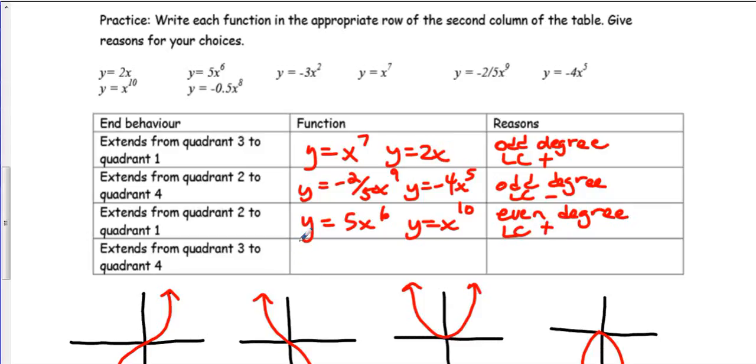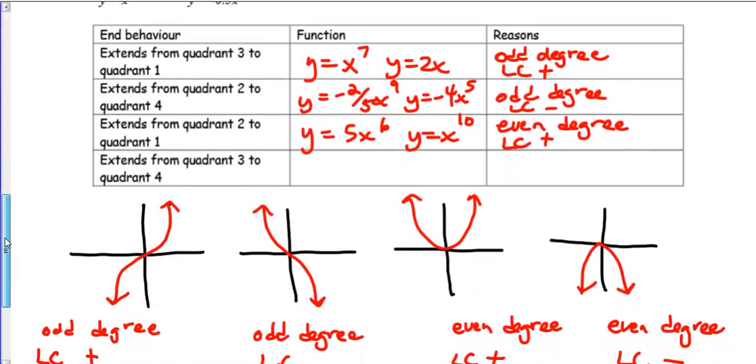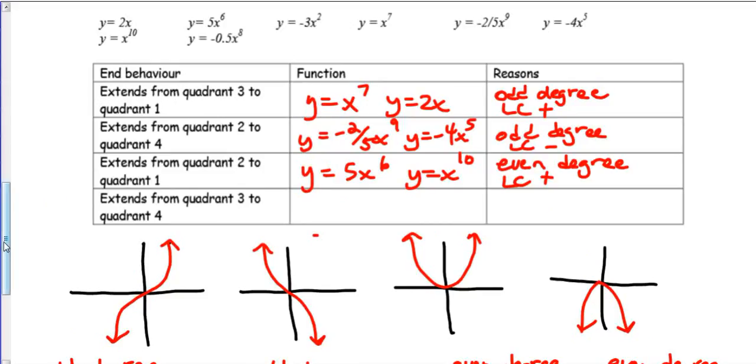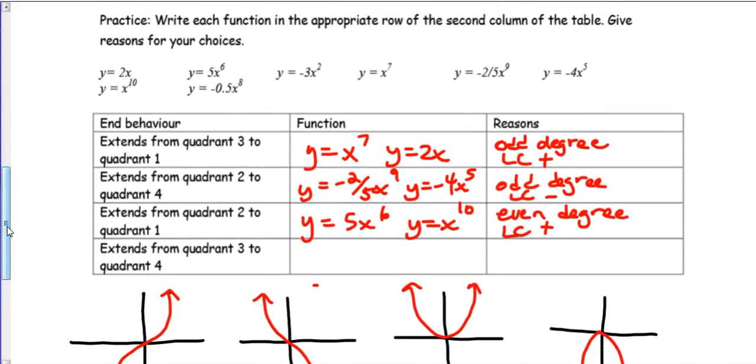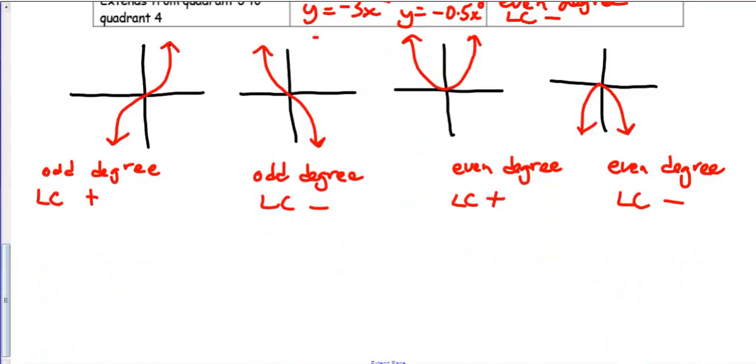Last but not least, if your graph extends from quadrant 3 to quadrant 4, it's got to be an even degree with a leading coefficient that's negative. And so what are our options here? That would be y equals negative 3x squared for sure, and y equals minus 0.5x to the 8th. That is even degree, leading coefficient negative. Okay, that is all for today.